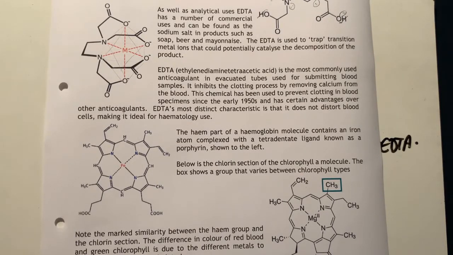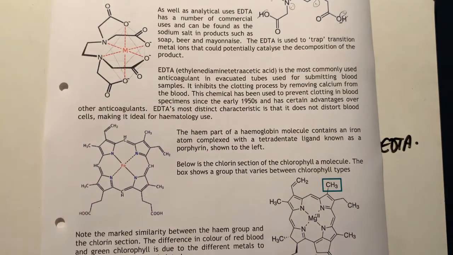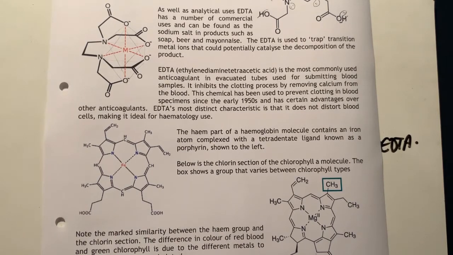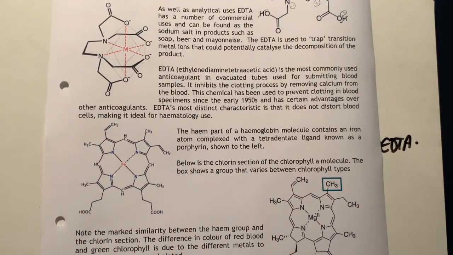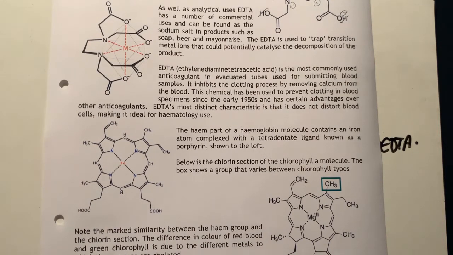It inhibits the clotting process by removing calcium ions from the blood. The chemical has been used to prevent clotting in blood specimens since the early 1950s and has certain advantages over other anticoagulants. EDTA's most distinctive character is that it does not distort blood cells, making it ideal for haematology use.